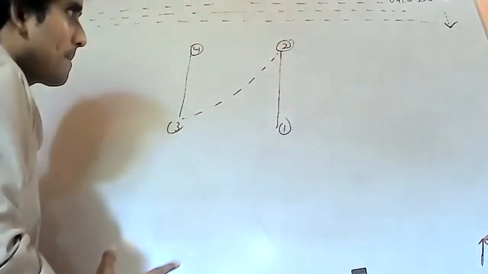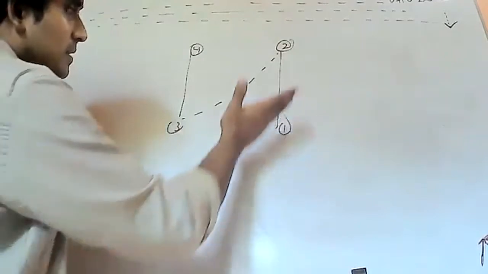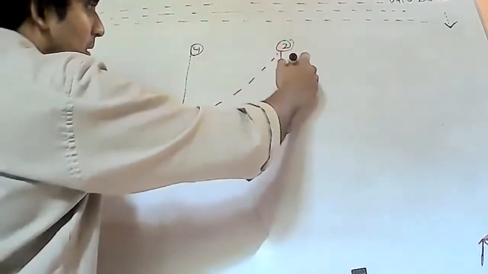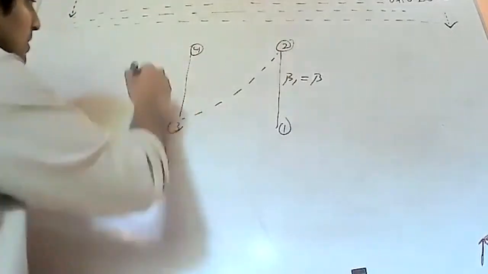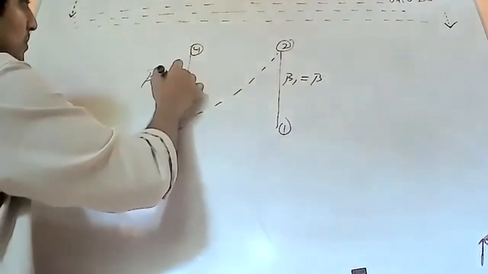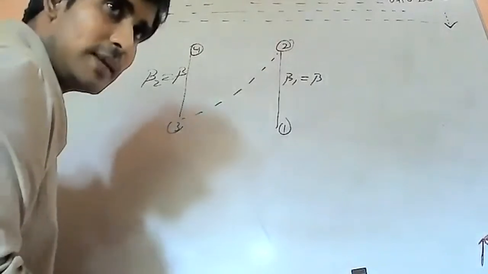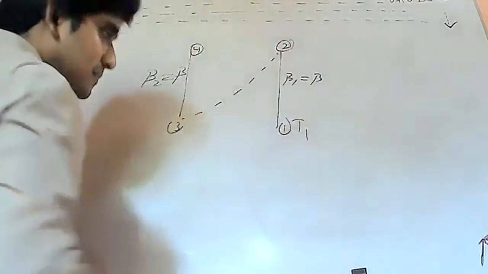Now the compression ratio from here to there is beta 1, but that is same as beta. From here to here, the compression ratio is beta 2, but that is also same as beta. Okay. So this is T1.